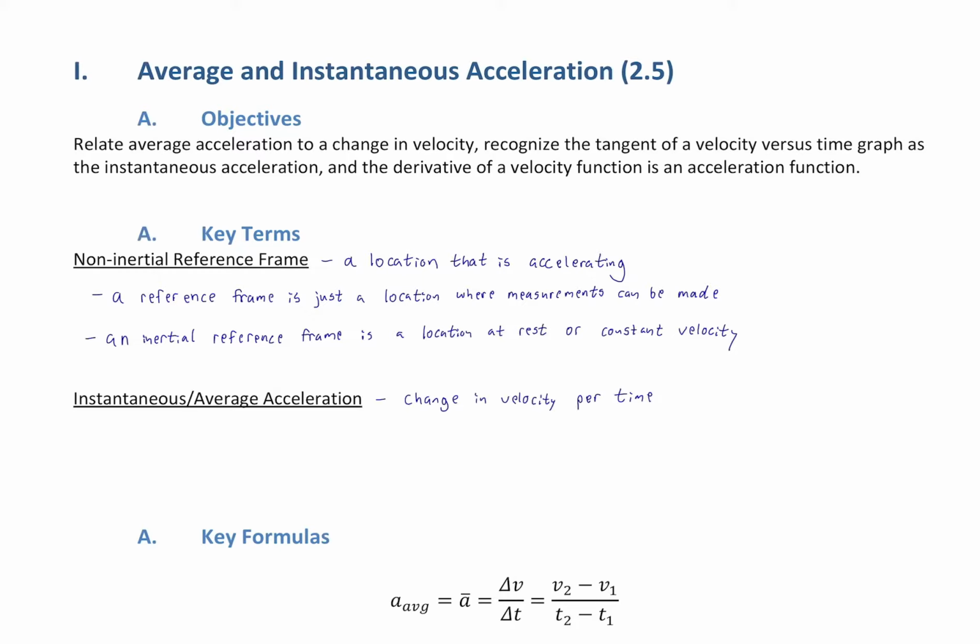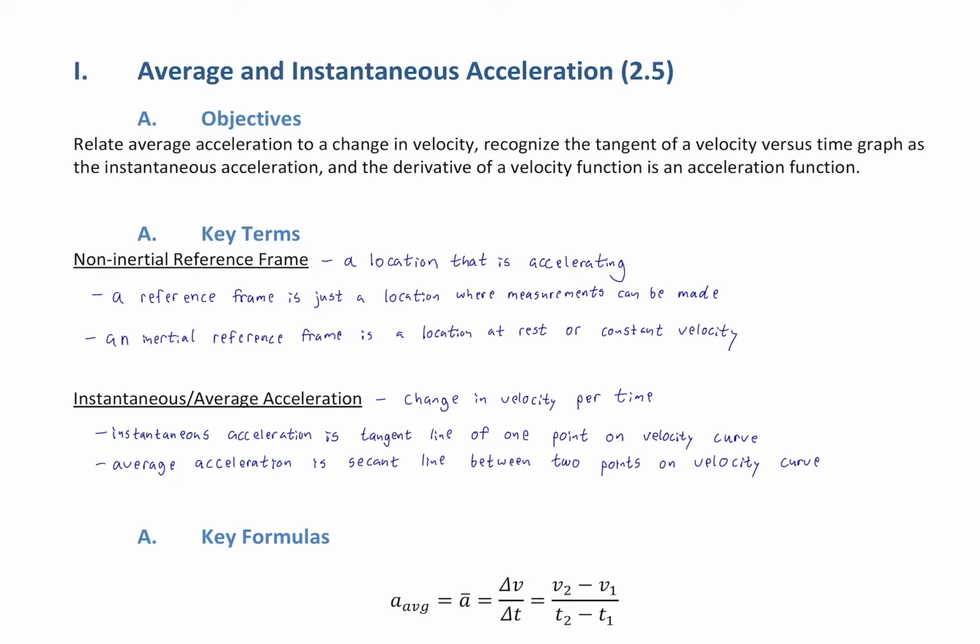So, what the heck is acceleration itself? Well, acceleration is just a change in velocity per time, just like velocity is a change in position per time. So there you go. We'll, of course, define it again in equation form. Instantaneous acceleration is the tangent line at one point on a velocity curve, whereas average acceleration is the secant line between 2 points on a velocity curve. I'll show you that in just a minute.